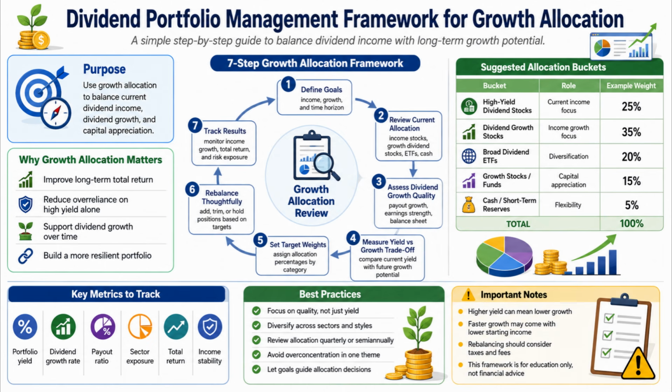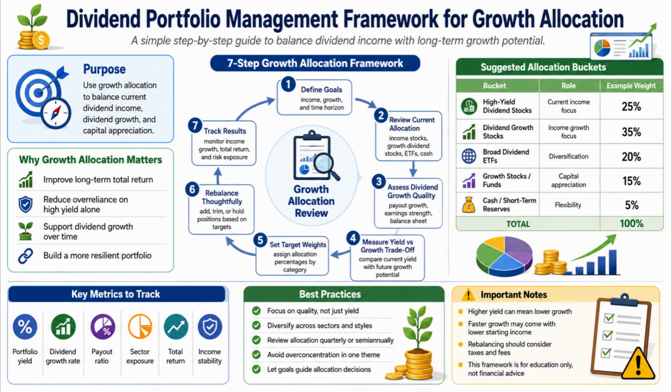This means checking how much of your portfolio is invested in income stocks, dividend growth stocks, dividend ETFs, growth stocks, funds, and cash. By understanding your current mix, you can see whether your portfolio is too focused on one area or if it needs better balance.